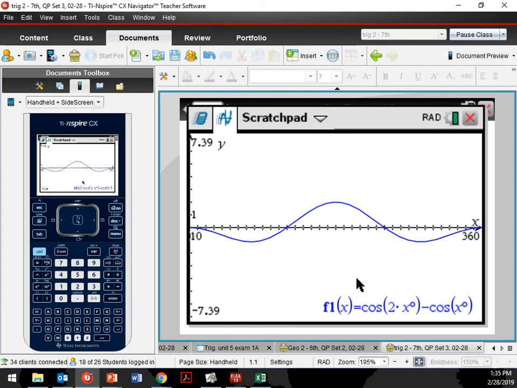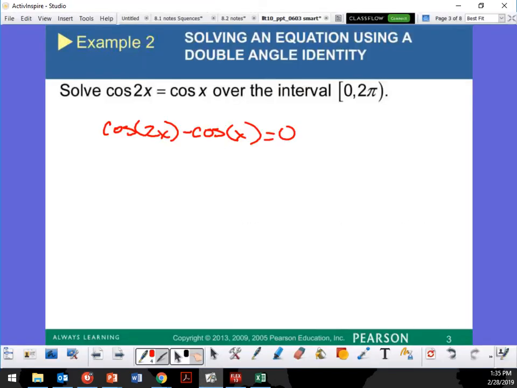Now, do I include 0? Yes. I do have to include 0, right? Do I include 2 pi? No. So on my graph, do I include 360? No, I do not, because that's a parentheses. Parentheses means not included. Bracket means yes.